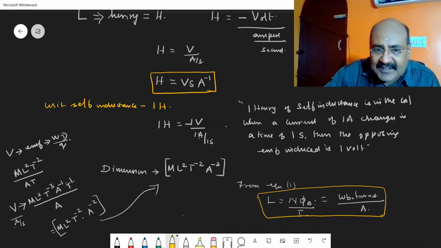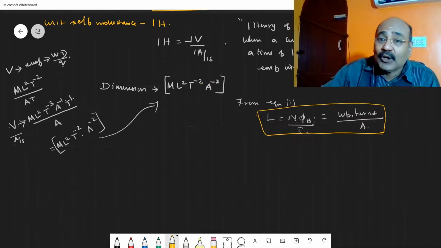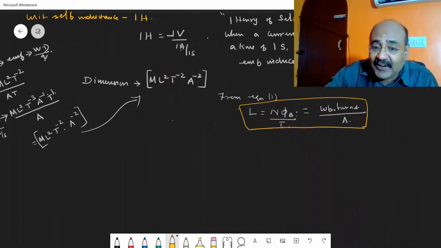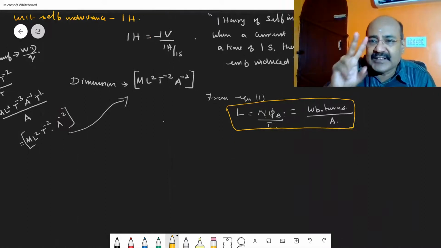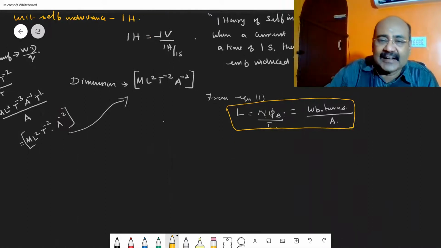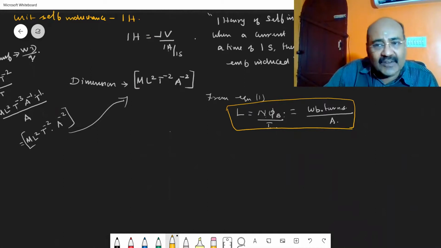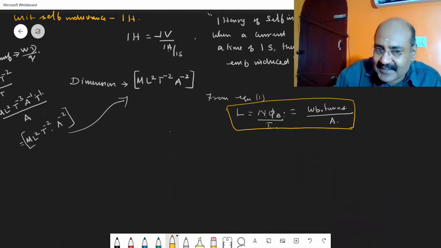So we have stated two equations, and from those two equations we are able to define the self-inductance or the coefficient of self-inductance. Hope you have understood this.